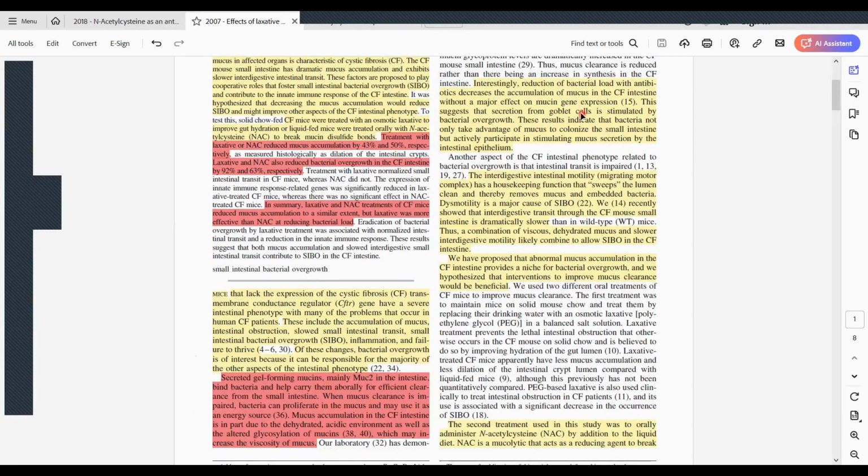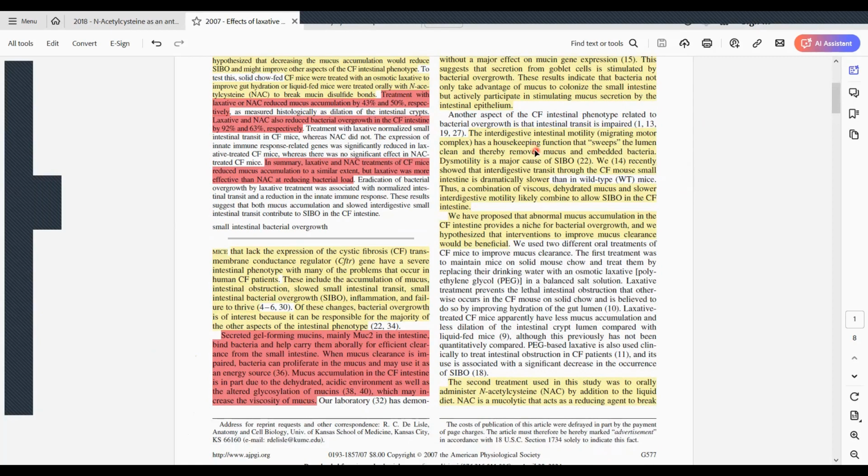This paragraph is saying that it appears that the bacteria actually promote more mucus secretion by the intestine. So when the bacteria colonize, they're actually helping themselves survive by promoting more mucus production, which works against us as the human host.